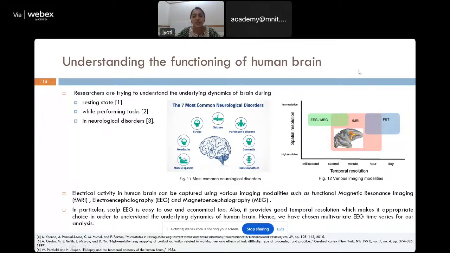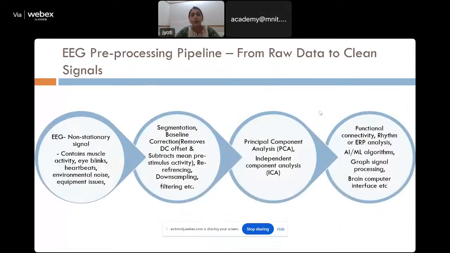Mainly EEG, MEG, fMRI, different imaging modalities are used in order to understand the underlying dynamics of the human brain. In particular, I'll be focusing on EEG because it is very economical, and the temporal resolution of EEG is very good compared to other imaging techniques. In my work, as we'll see further, I have worked on time varying brain signals. So this is the brief preprocessing pipeline.